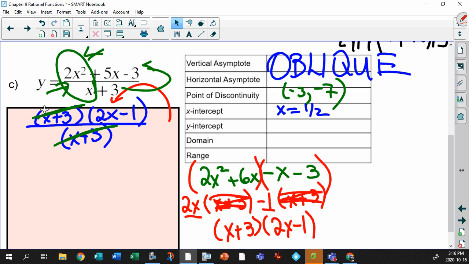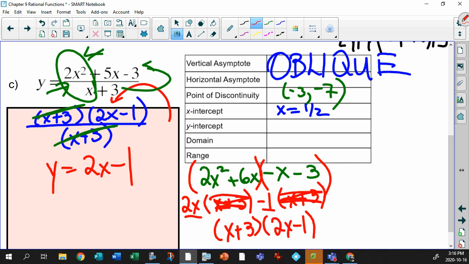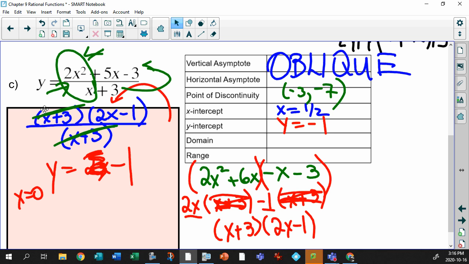You have y equals 2x minus 1. Y-intercept is when x equals 0. So guess what? That guy's gone, leaving you with a y-intercept of minus 1. Gosh, this one's easy. You probably thought this was going to be the toughest. Well, it is one of the toughest, actually. It's that you're just so good at this now. This is becoming easy, right?